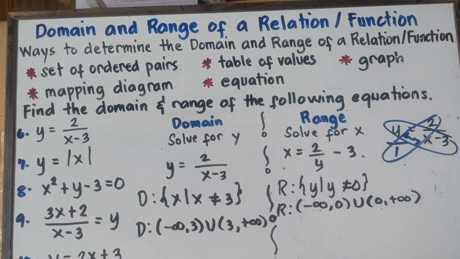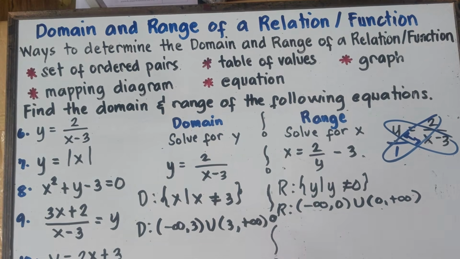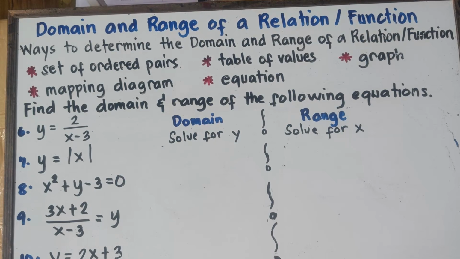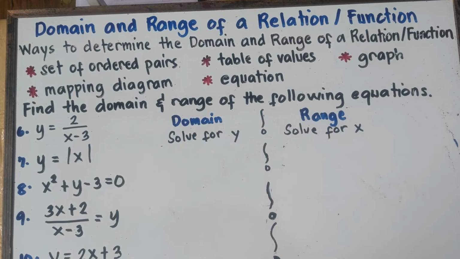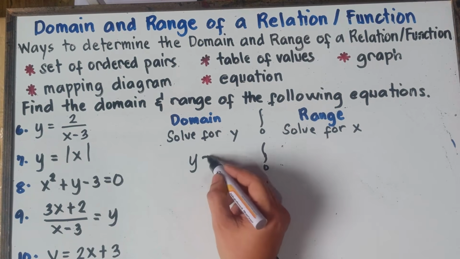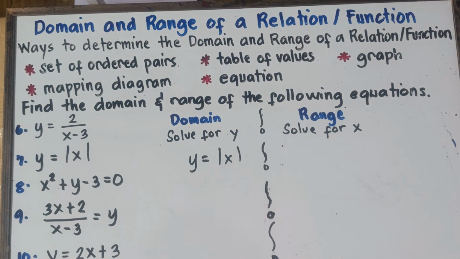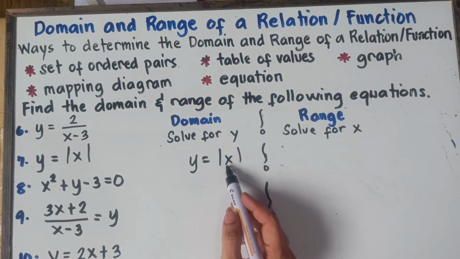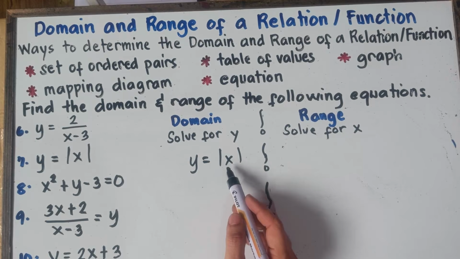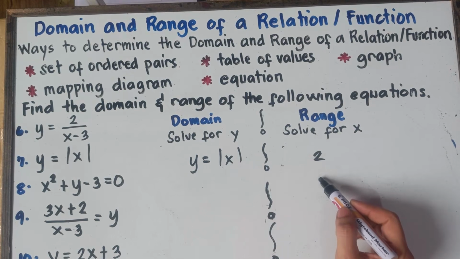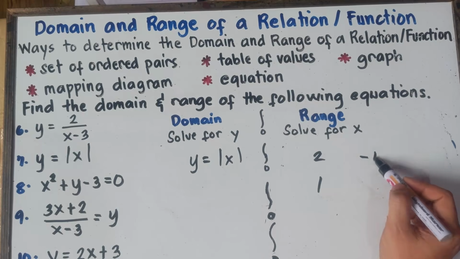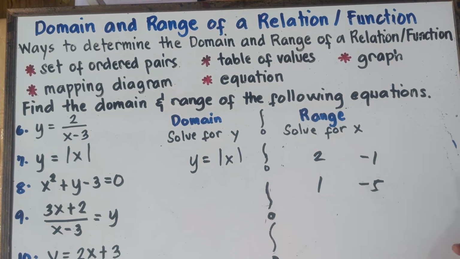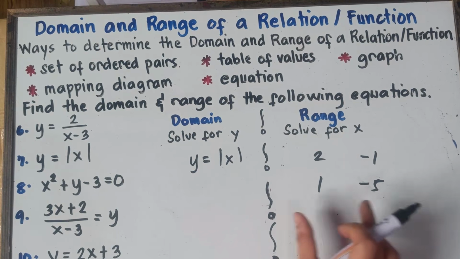Alright, so let's proceed now with example number 7. We are given y equals absolute value of x. Find the domain, solve for y. This has already been arranged: y equals absolute value of x. Now, what would be the value of x so that you can have a valid answer for y? Therefore, class, you can have any number for x, right? You can have positive 2, positive 1, negative 1, negative 5, negative 10. Any number for x, you can have a valid answer for y.